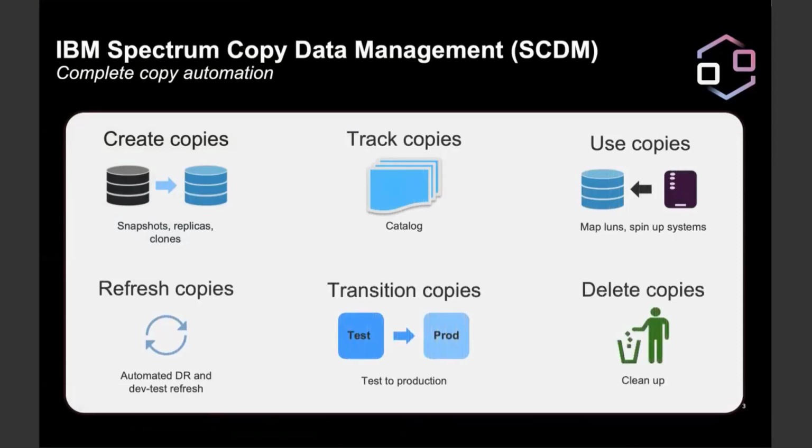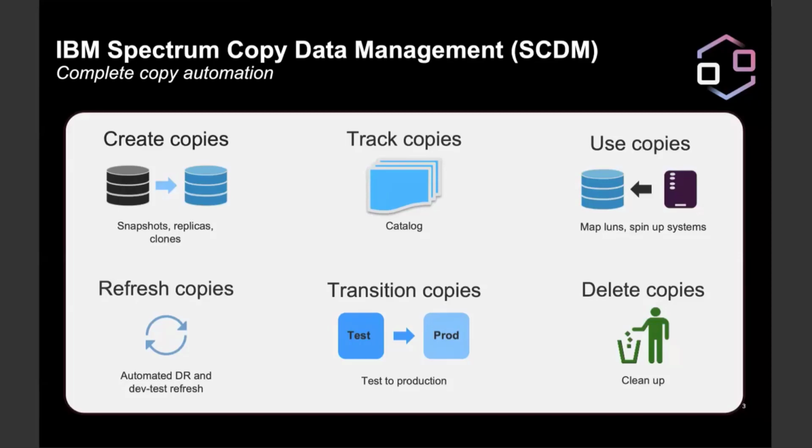How does SCDM work? It utilizes hardware APIs to create snapshots, replicas, and clones of data. Then it keeps track of all the copies in its catalog. Since it has everything cataloged, it makes it easier to use the copies for different business purposes. It can map LUNs to any host that is specified in the Spectrum Copy Data Management UI, and it will also bring up the systems for the end user.